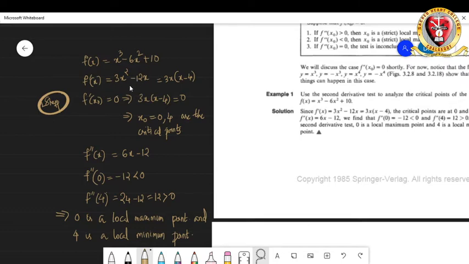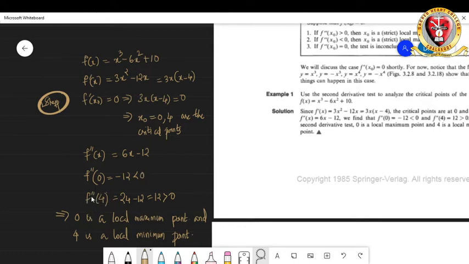Now f double dash of x is found from this. You get it to be equal to 6x minus 12, and we are going to apply 0 and 4 at this f double dash of x. So f double dash of 0, you get it to be minus 12, which is strictly less than 0.